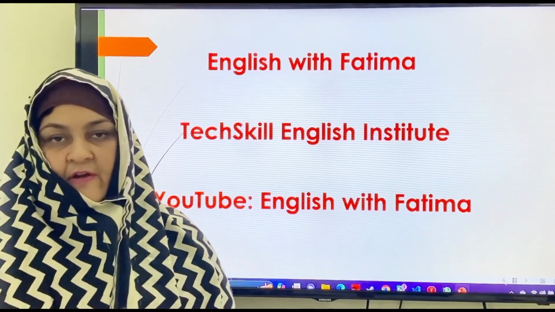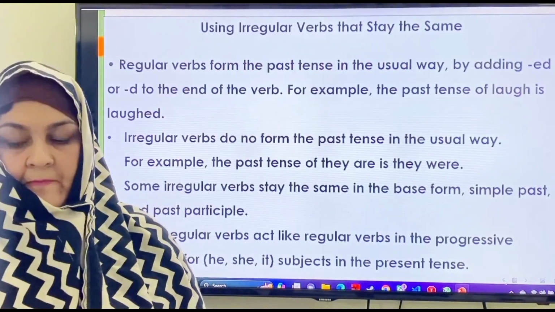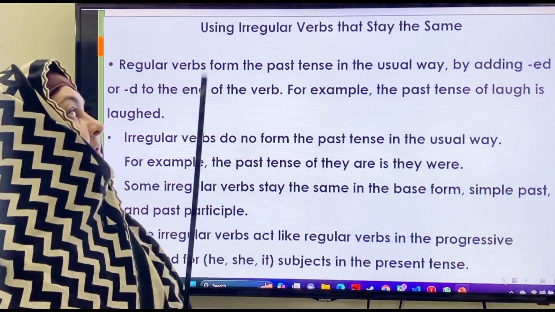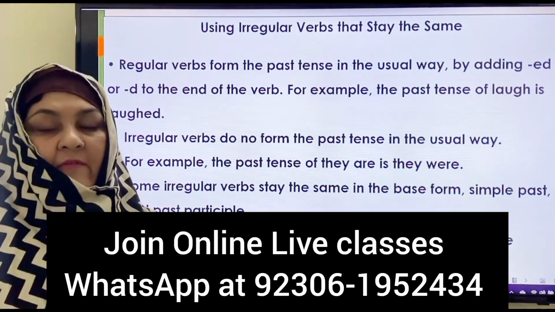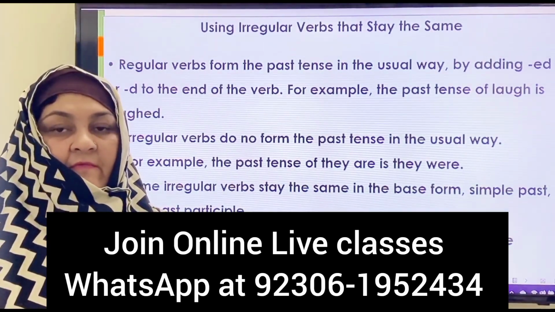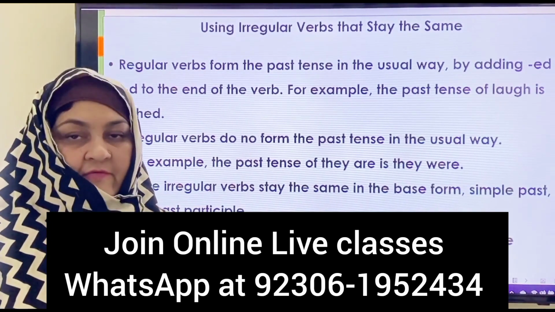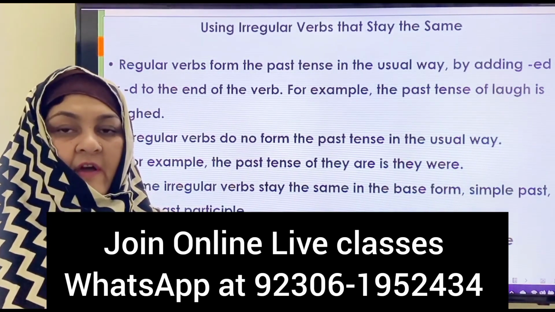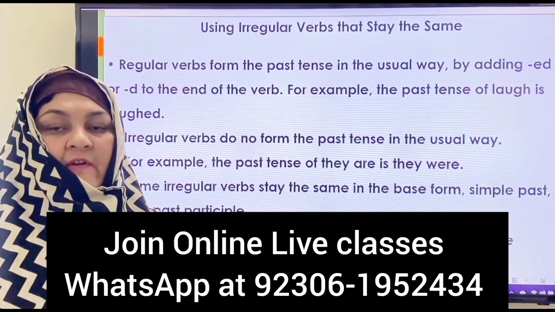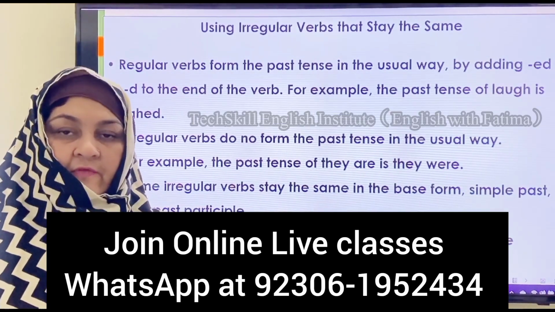Today we are going to start a new topic. The new topic is using irregular verbs that stay the same. When we change them into past form, they stay the same. So there are two forms of verbs. These are regular forms and irregular forms of verb.